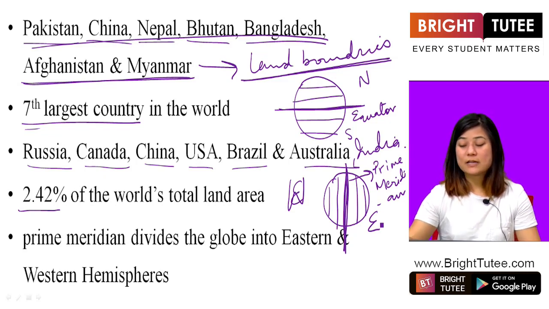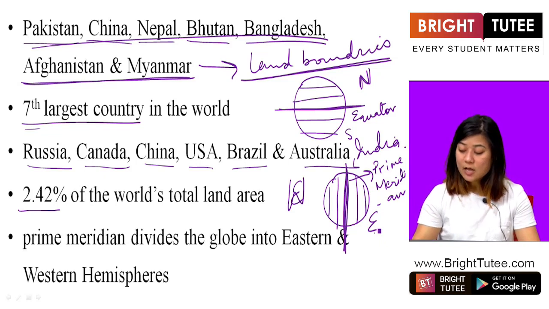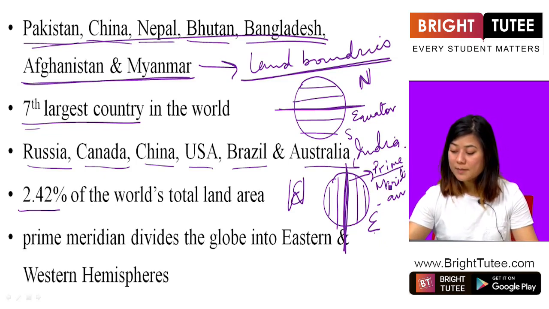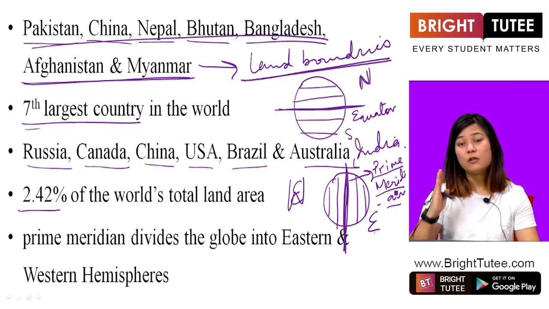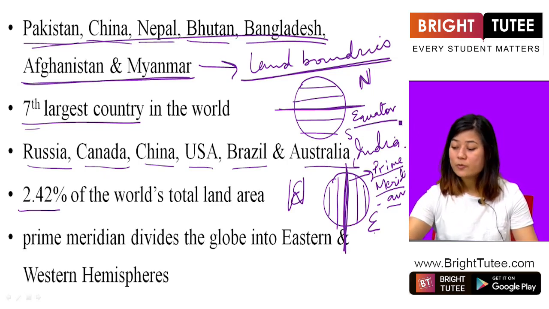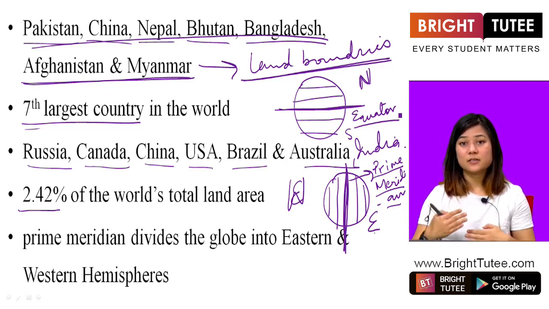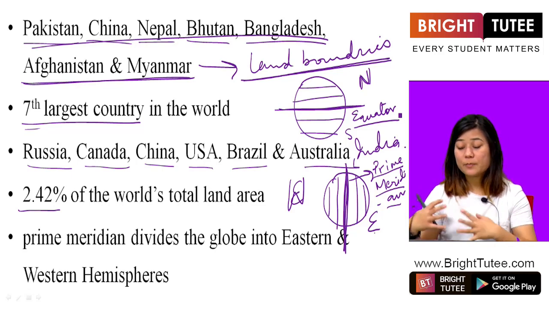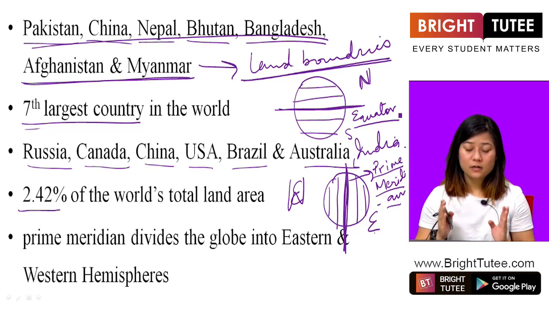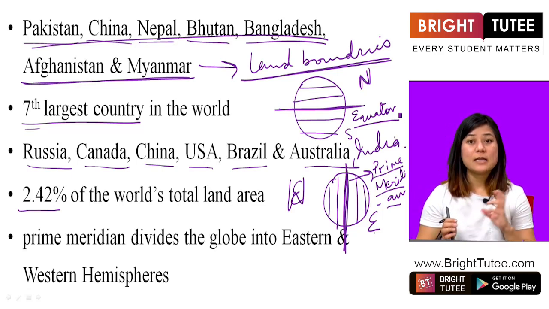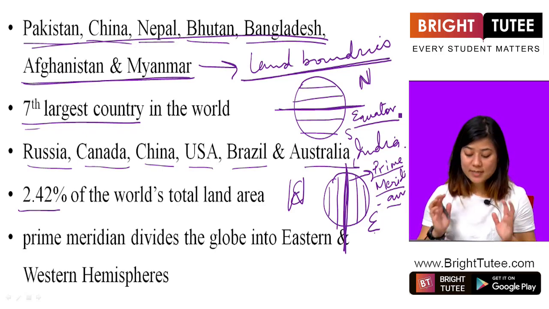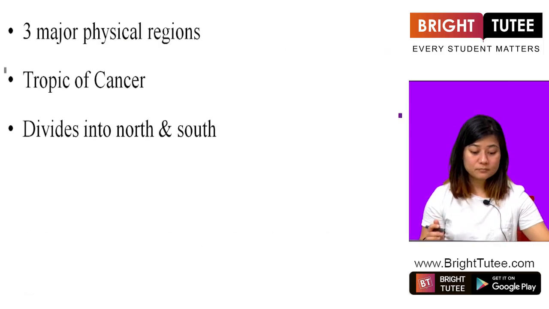We know that India falls in the northern hemisphere and eastern hemisphere. So remember that the prime meridian is the central longitude, just like the equator is the central latitude, and the equator divides the earth into two halves, northern hemisphere and southern hemisphere. But the prime meridian divides the earth into two halves, eastern hemisphere and western hemisphere.